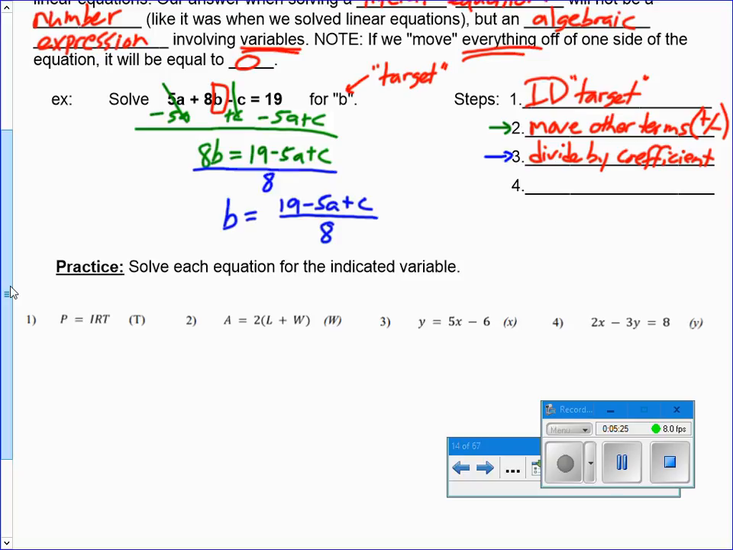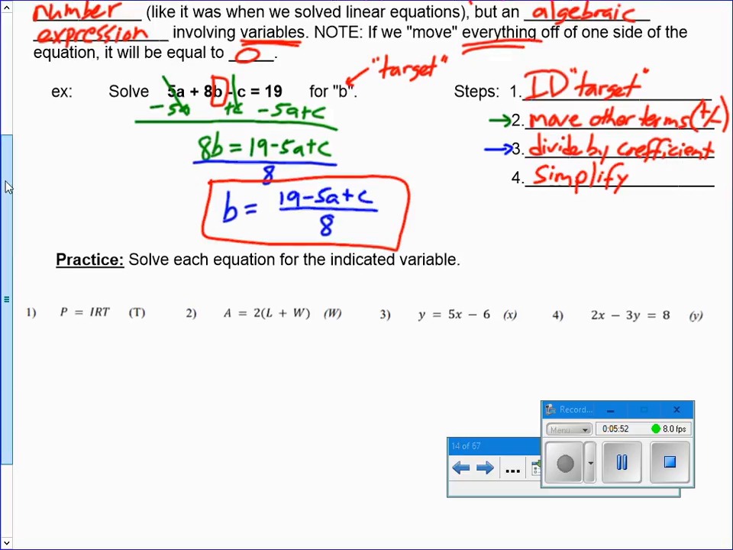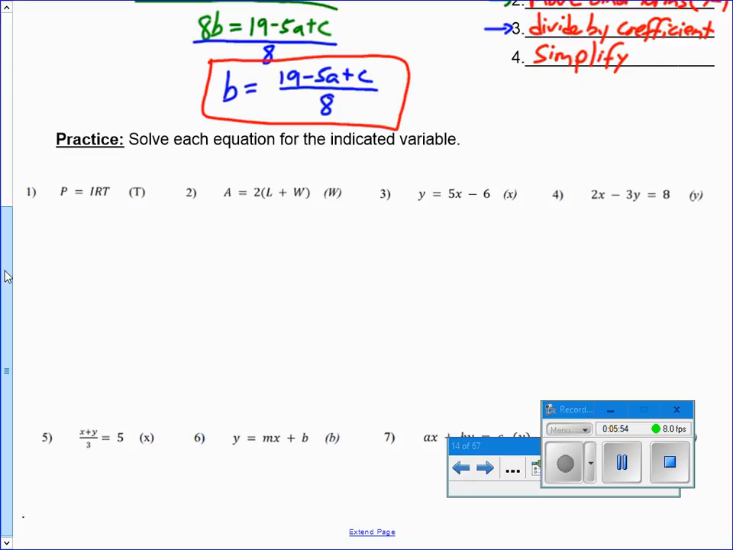Our last step when solving equations is simplify if it's possible. On this one, there's nothing we can simplify, but if 19 over 8 or 5 over 8 simplified, we would simplify that. But since we have b isolated on one side of the equation, we've solved for b. So that's what it means to solve a literal equation for a specific variable. There are 8 problems below where you can practice solving equations for a specific variable.